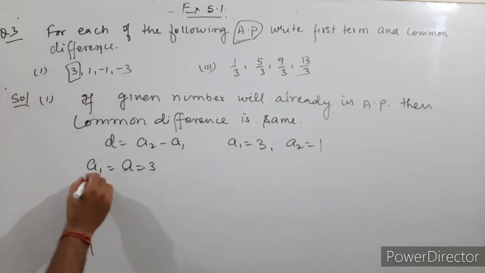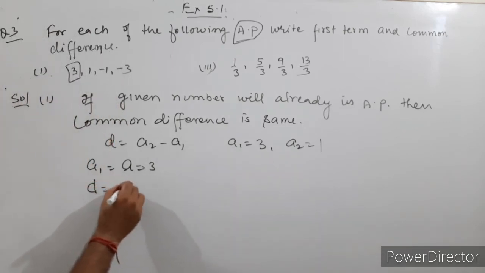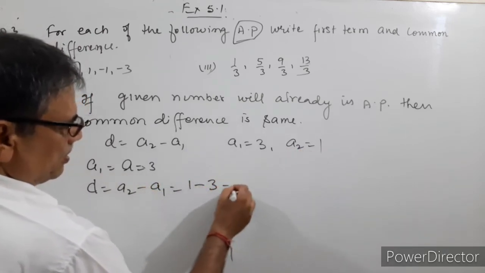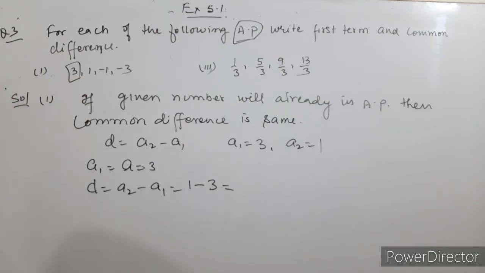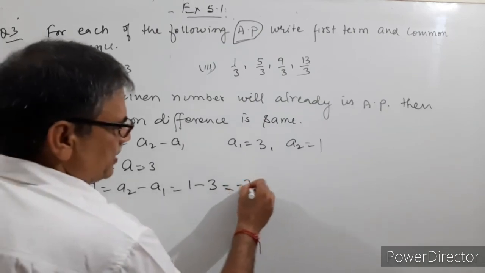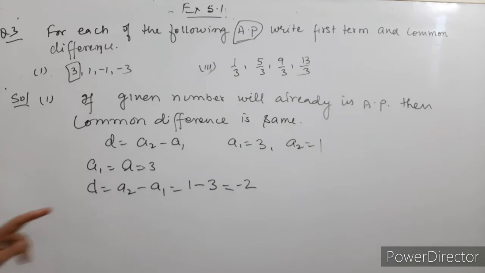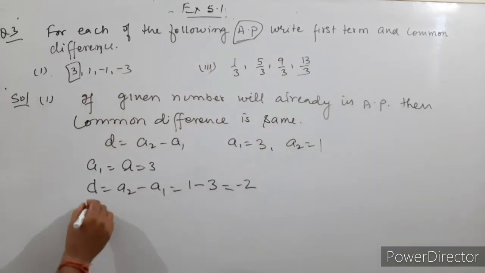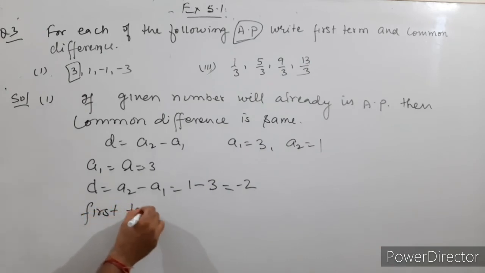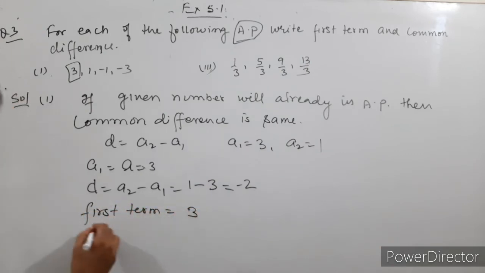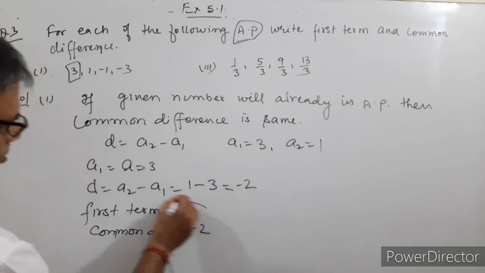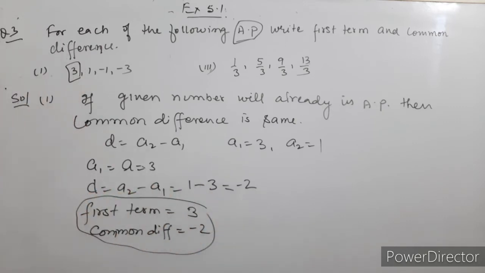Then we have to find out D. D is equal to A2 minus A1. What is A2? 1 minus 3. Tell me. 1 minus 3. Answer is minus 2. So what we have to find out? First term. Therefore first term is equal to 3, common difference is equal to minus 2. This is our answer. Is it clear?